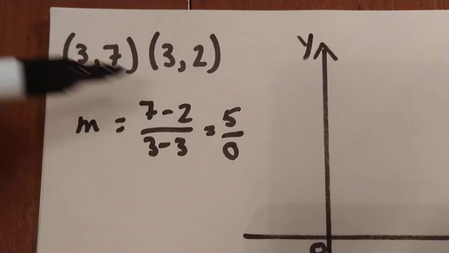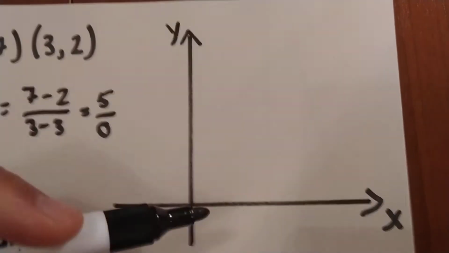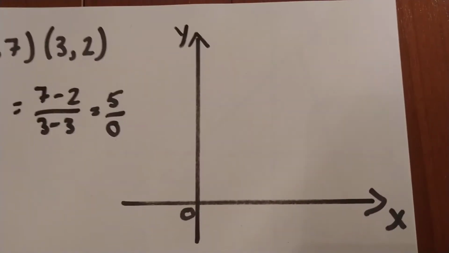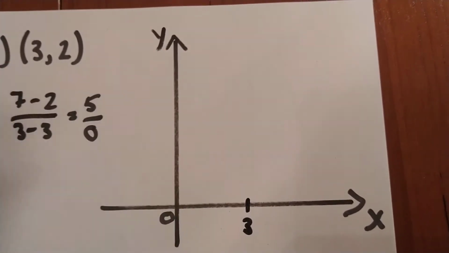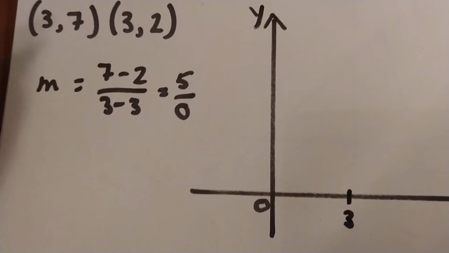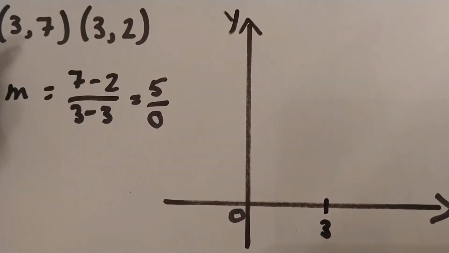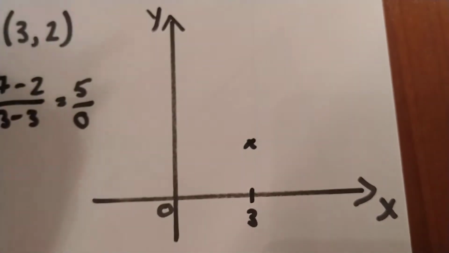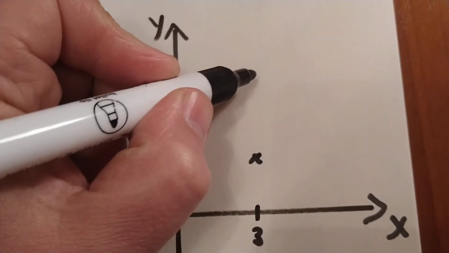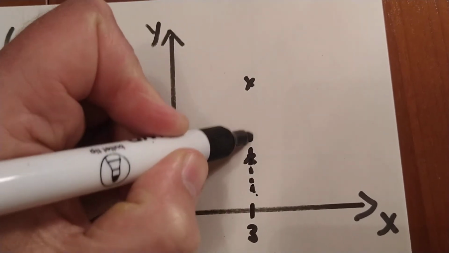Well, let's actually consider where the points are. In a coordinate diagram, just a sketch, this always can help. Let's say this is an x-coordinate of 3, and I'm looking for the coordinates (3, 2) and (3, 7). So (3, 2) is something like here, and (3, 7) might be somewhere up like there. So there's the line we're talking about.